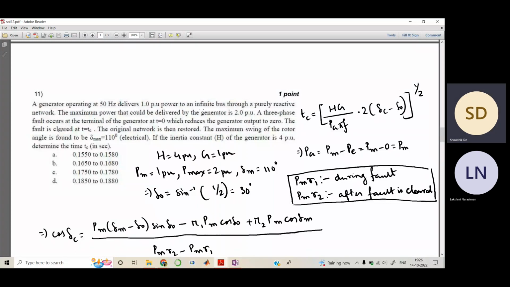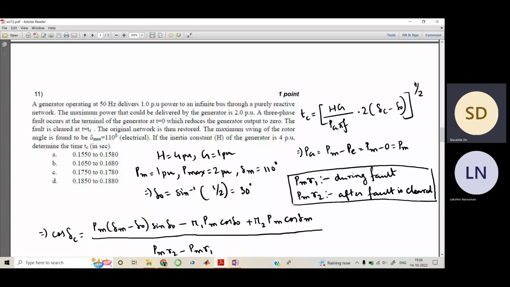So the fault is now cleared at time t equals tc, the critical time. Now the original network is thereafter restored. The maximum swing of the angle is found to be delta max equals 110 degrees. If the inertia constant is 4 per unit, determine this critical time, basically the fault clearing time.